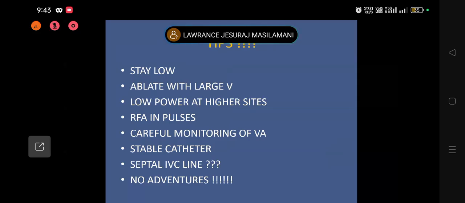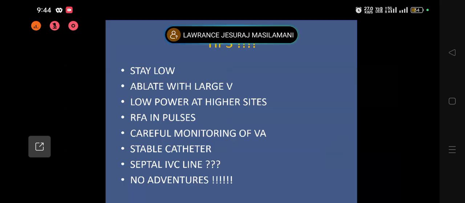Careful monitoring of VA. VA is a reflection of your AV conduction. Any VA block, don't go. If you get a single VA block, also stop, then redeliver rather than allowing VA blocks. There are people who tend to allow VA blocks thinking that this may be a poor VA conduction, but don't assume anything. If you get a VA block, stop. Stable catheter is of paramount importance.